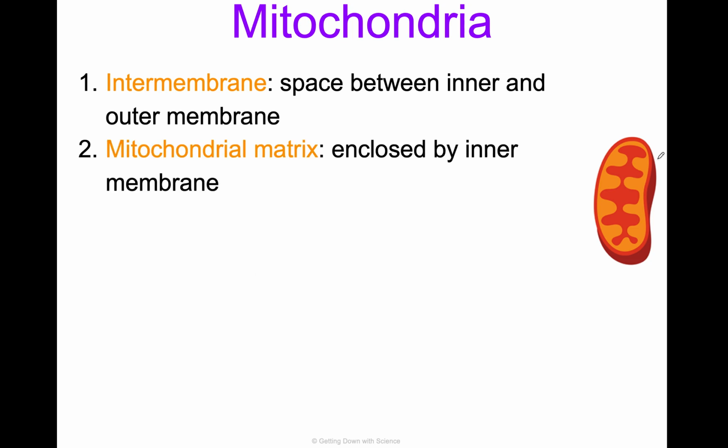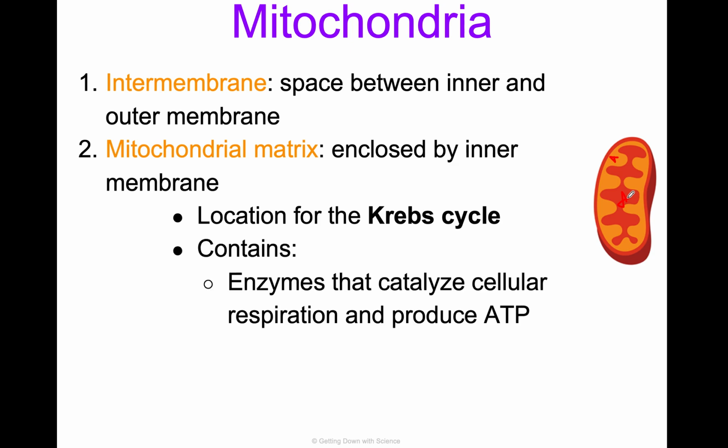And then you have the mitochondrial matrix. So this is the inner membrane, then you've got the matrix over here. The location of the Krebs cycle is here. That's kind of all you really need to know about it at the moment. We're going to get into the Krebs cycle in detail in Unit 3. But for now, just know that it takes place in the mitochondria.